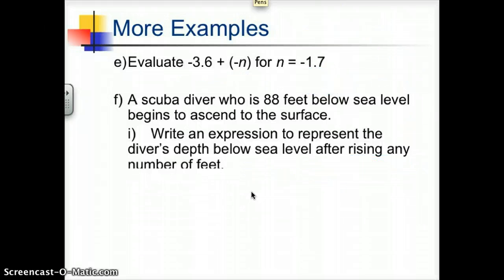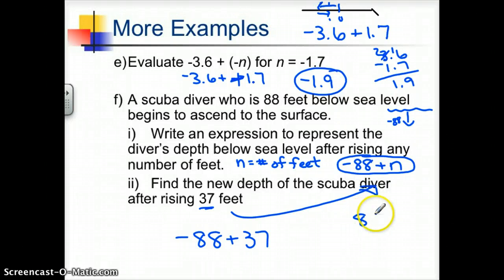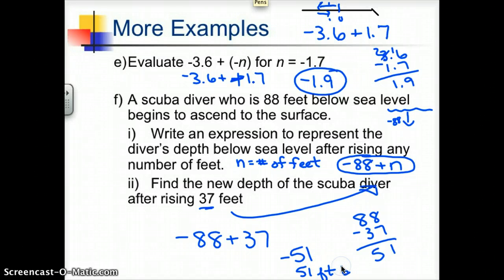Okay. If I find the new depth of the scuba diver after rising 37 feet, that means 37 is my number of feet, n, and I'm going to do negative 88 plus 37. They're kind of big numbers for a number line, but remember I go left 88, right 37. So I'm pulling in opposite directions, so I'm going to subtract these. And I get 51 feet. Since I pulled further left than right, I'm going to be at negative 51 feet. So he is 51 feet below sea level. That would be a good answer for a word problem.